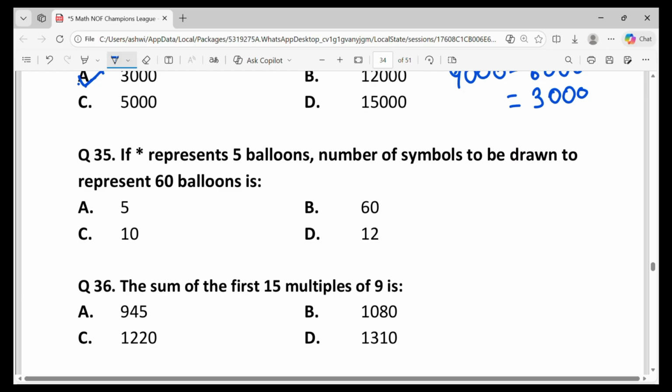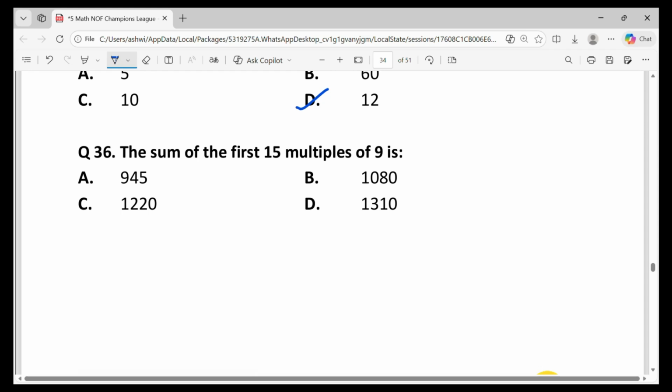Question 35. If a star represents 5 balloons, the number of symbols to be drawn to represent 60 balloons is. Each symbol represents 5 balloons. The number of symbols needed for 60 balloons will be 60 divided by 5, which is equal to 12. That is option D.